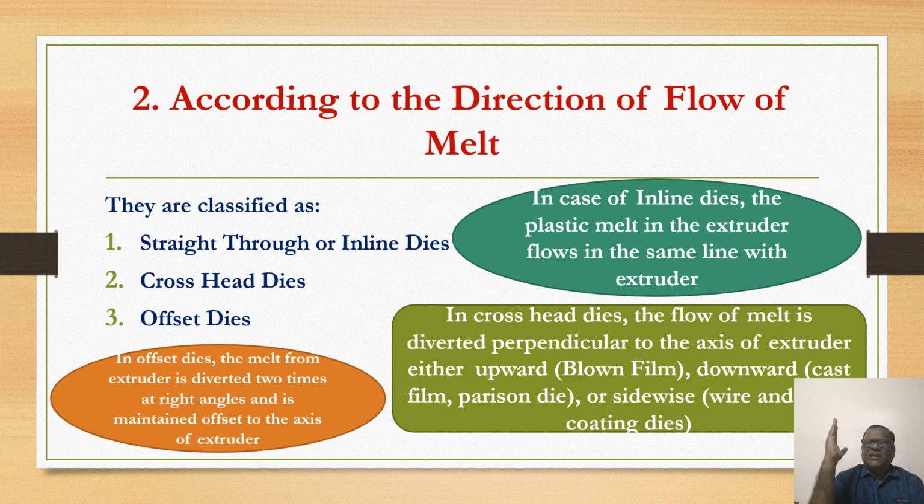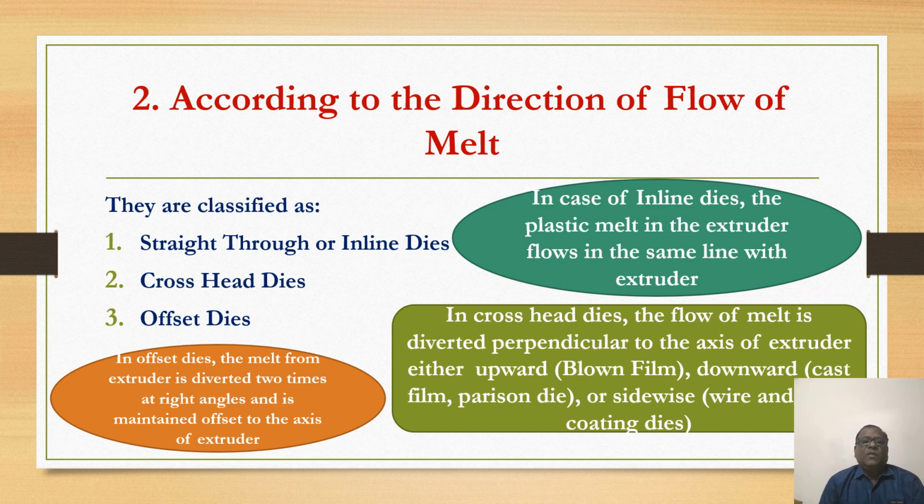If it is upward, in practice, blown film dies come under the category where the melt will flow horizontally and after that go upward. The other one is downward direction flow, which is called cast film or Parisian die. In some cases the melt flows at 90 degrees sidewise from the original direction, which is an example of wire and cable coating dies.